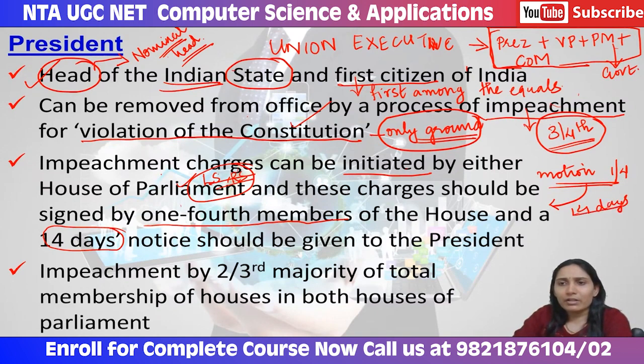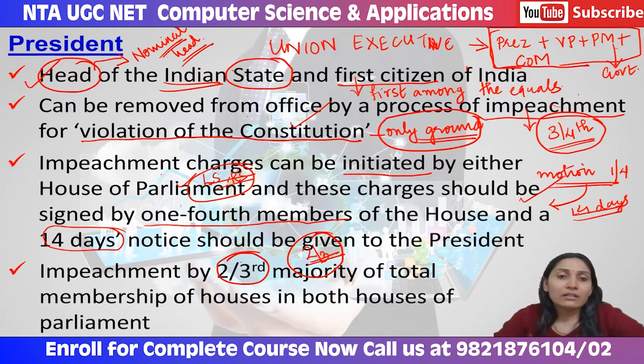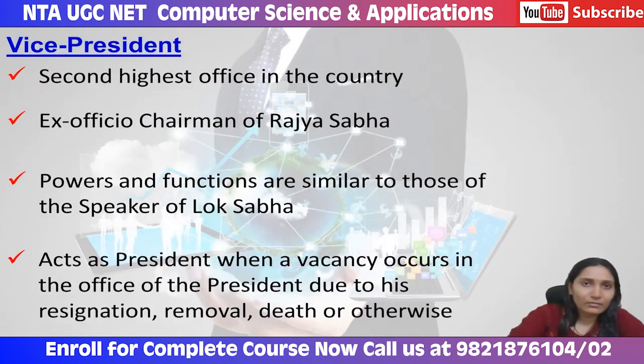Then impeachment by 2/3 of the majority of total membership of both houses of Parliament. So impeachment can be done only if 2/3 of the total members and 3/4 of those present and voting vote against the President in the impeachment motion. So it's a very difficult thing to be passed in Parliament. There are very few chances that the President can be impeached, and no President has ever been impeached from the office till now.